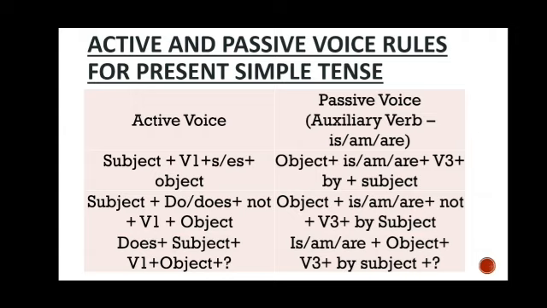Okay, and while we are changing subject, do, does, not, and then object, then verb first and then object, what are you doing? Object is coming at first, then is, am, are, then not is coming, and then verb third form plus by, and then subject is coming. Okay, means the formula is same. What is the formula? That object is coming at first, then is, am, are is coming, then third form of verb, then by.